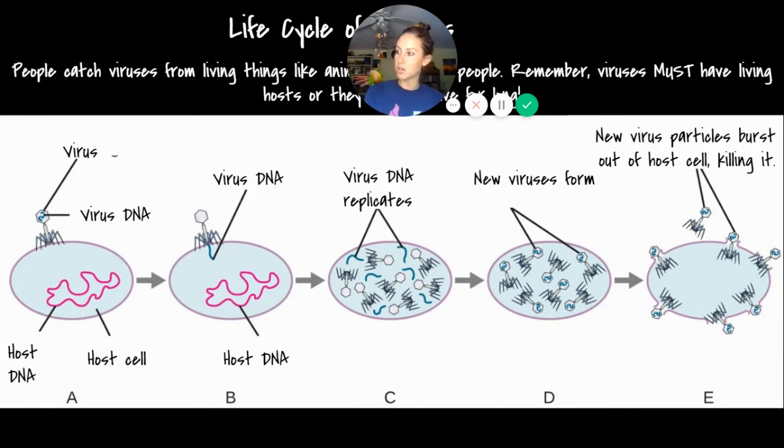Okay, each one finds a host, they infect that host cell, and then they do this same process all over again. Just inserting their DNA in, replicating pieces and parts, building new viruses, and then exploding out into the environment, whatever that environment happens to be, an animal body, a human body, anything.